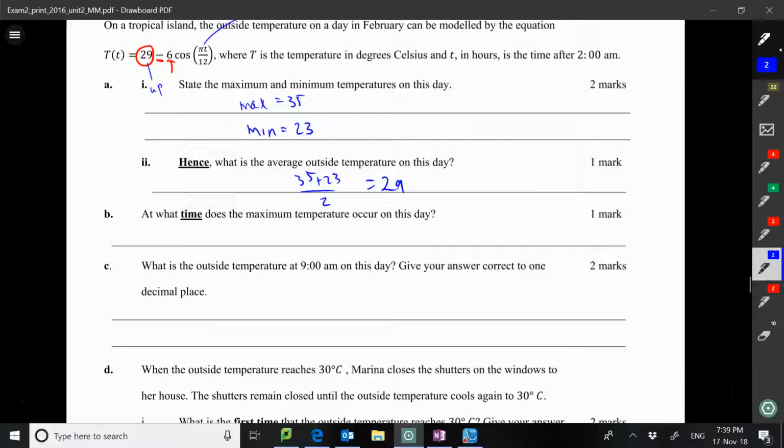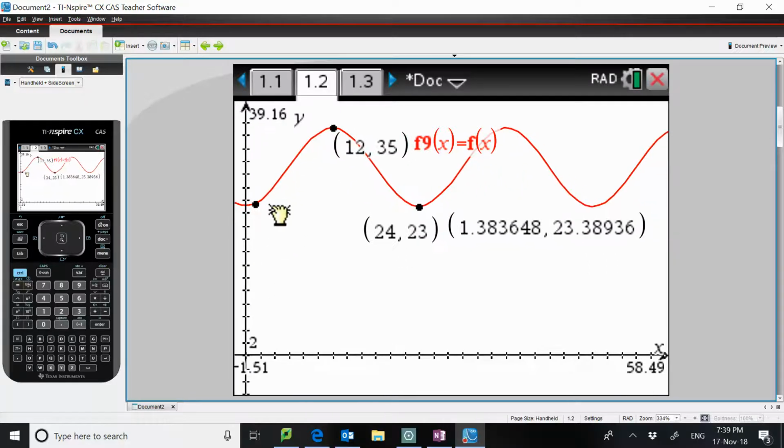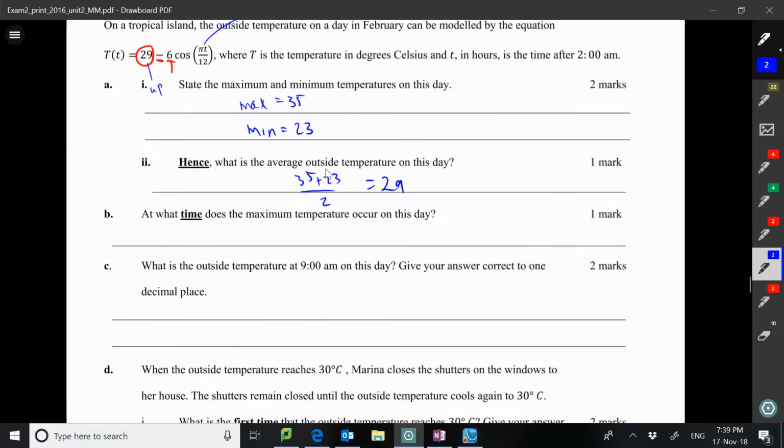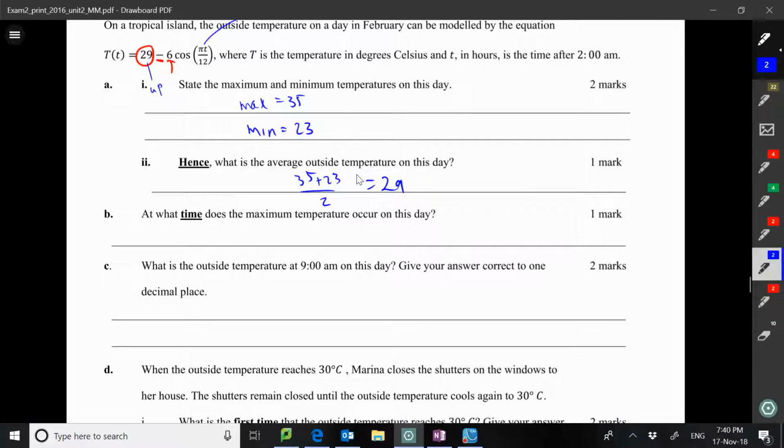Anyways, now what times does the maximum temperature occur on this day? Well, we know that T hours is after 2 a.m. Now, from the graph, clearly we're only working with this right-hand side. So from 2 a.m., the first time, maximum temperature is right up here. And I already got the coordinates before. It was 12, 35. Now, remember, 12 is the number of hours after 2 a.m.